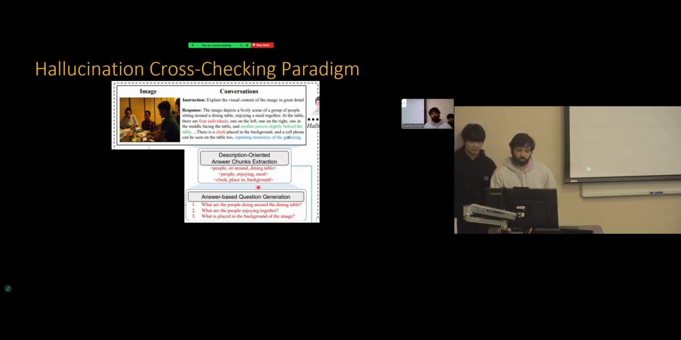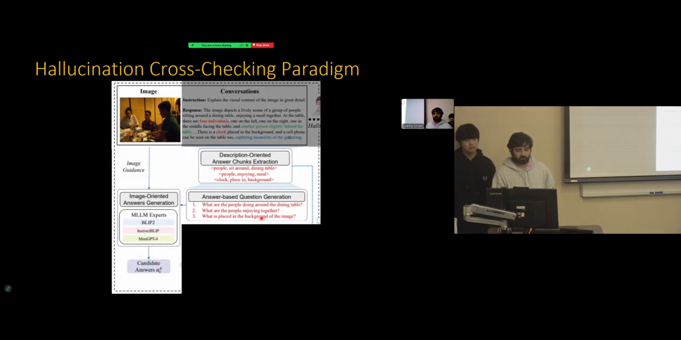Then we use an LLM to generate questions based on these answer chunks. So the first question would look like, what are the people doing around the dining table? So we generate the questions based on the answer chunks. Then the next step is that we take the original image and these questions and perform the VQA task on what the authors call MLLM experts, but these are just different MLLMs like BLIP-2, InstructBLIP, and MiniGPT-4. From each of these MLLM experts, we get candidate answers.